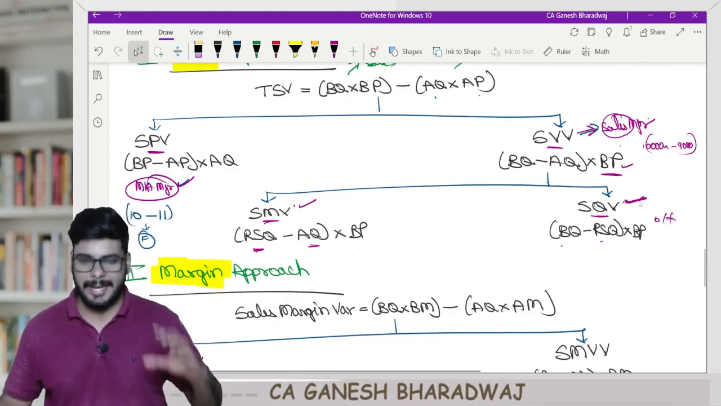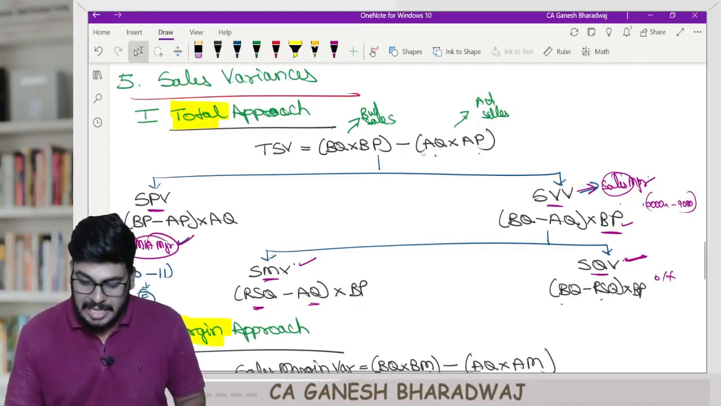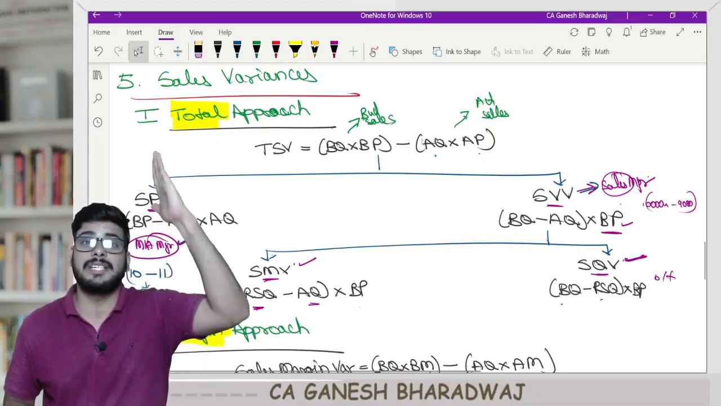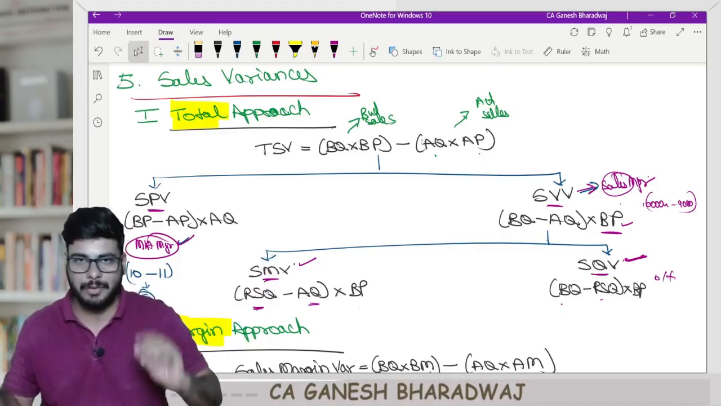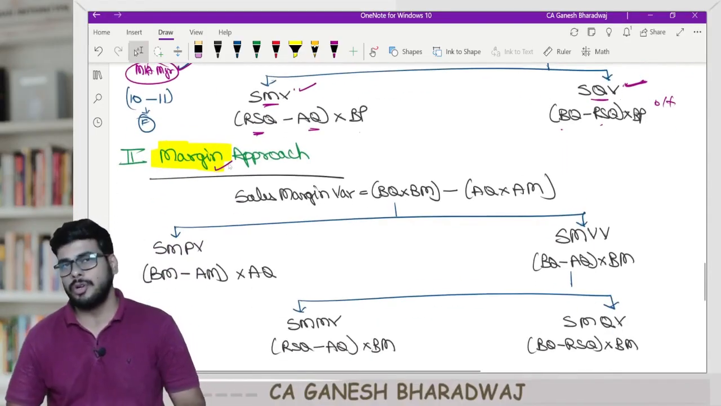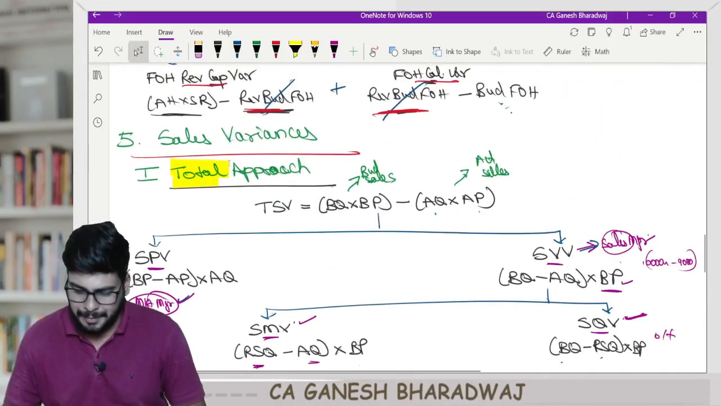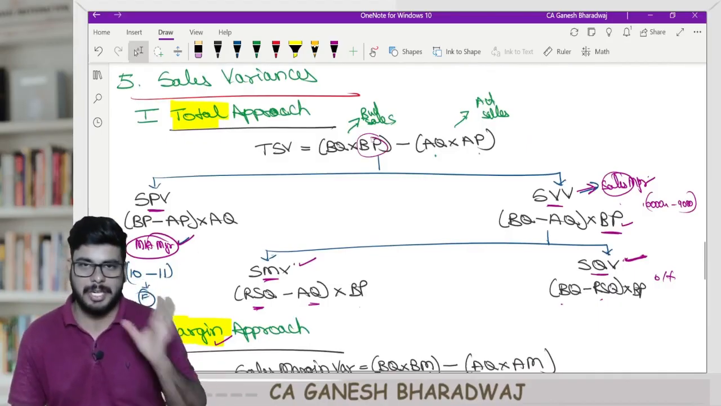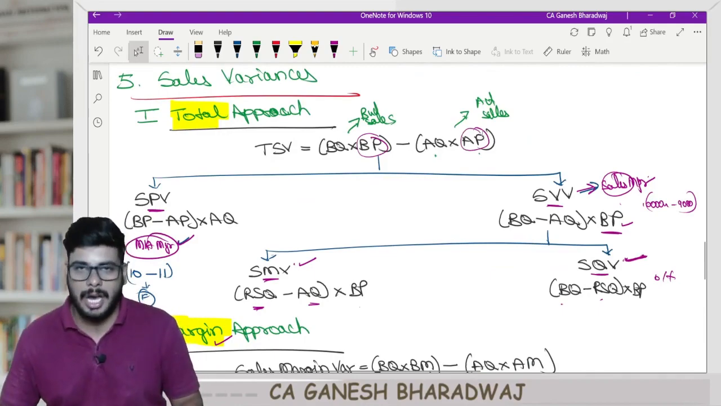This is what this entire total sales variance under total approach talks about. Basically, remember, the sales variance under total approach captures what? The difference in the budgeted sales revenue, right? Budgeted revenue versus the actual revenue. Whereas, what does this margin approach talk about? This margin approach is exactly the same. Wherever you use budgeted price, you use budgeted profit or budgeted margin. Wherever you use actual price, you will use actual margin. Are you clear with this?